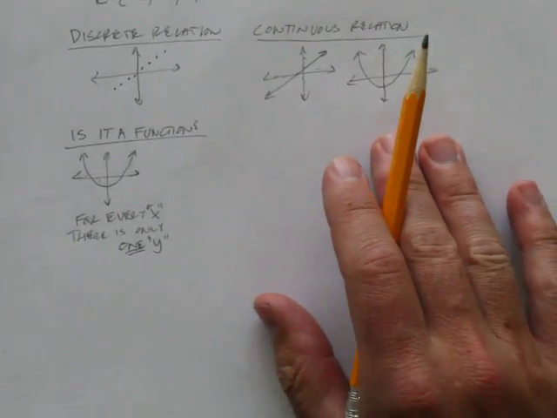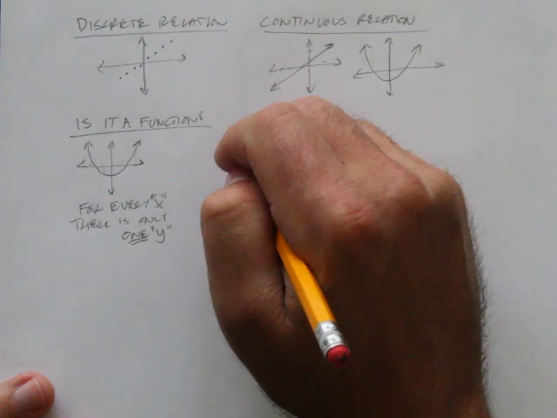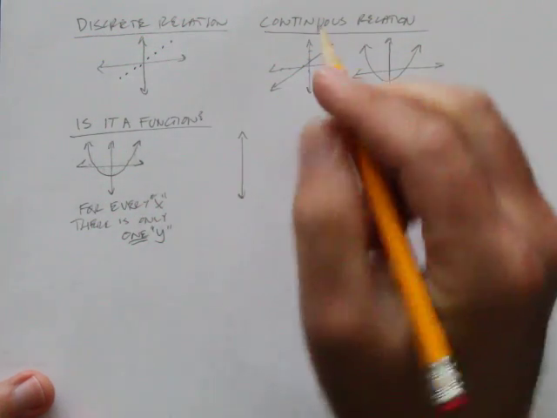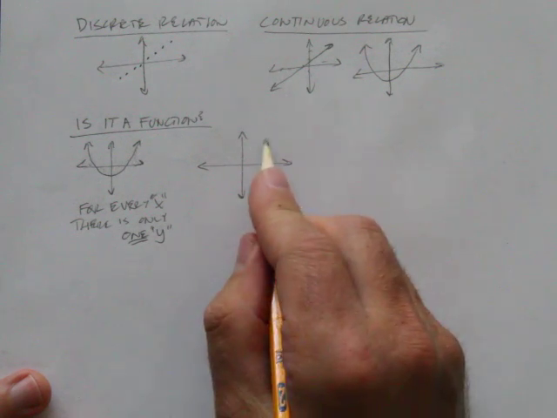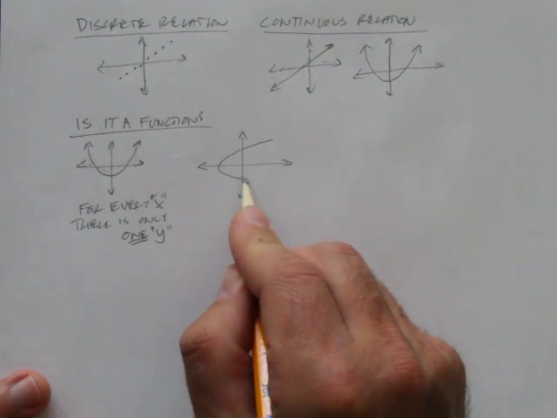Let's look at a couple examples here. So we're going to draw another coordinate plane. We're going to draw something like what we were just looking at.